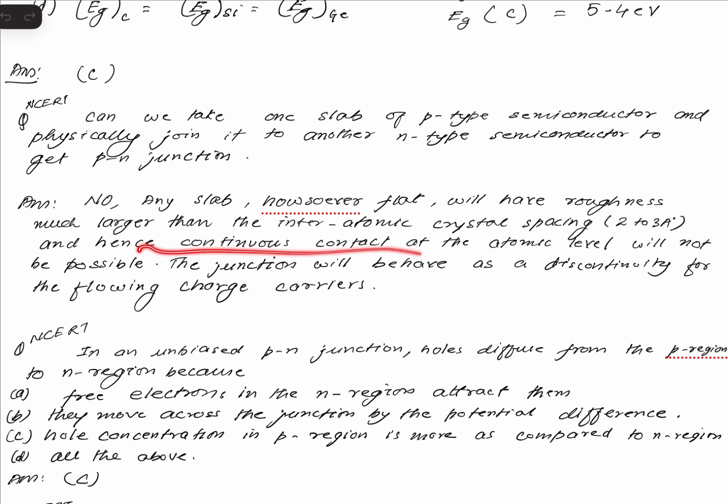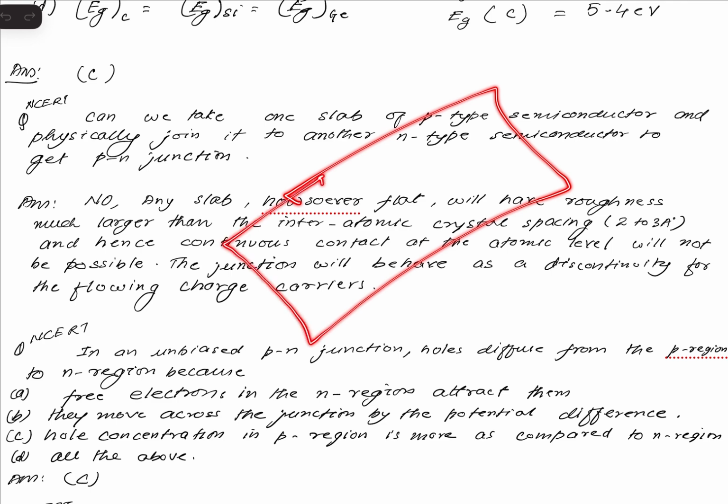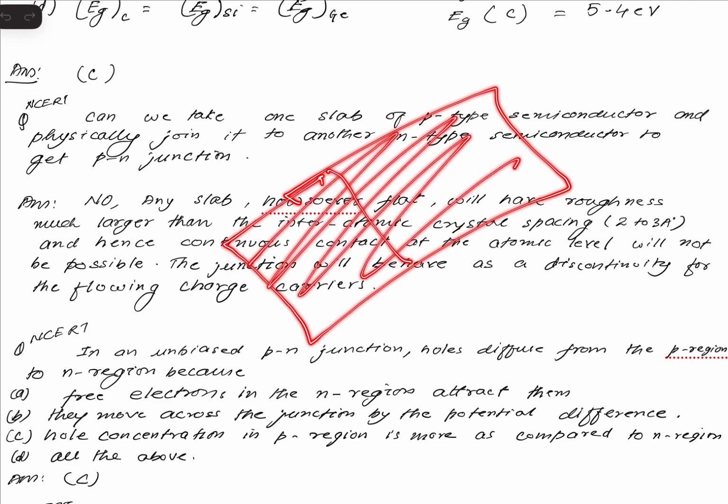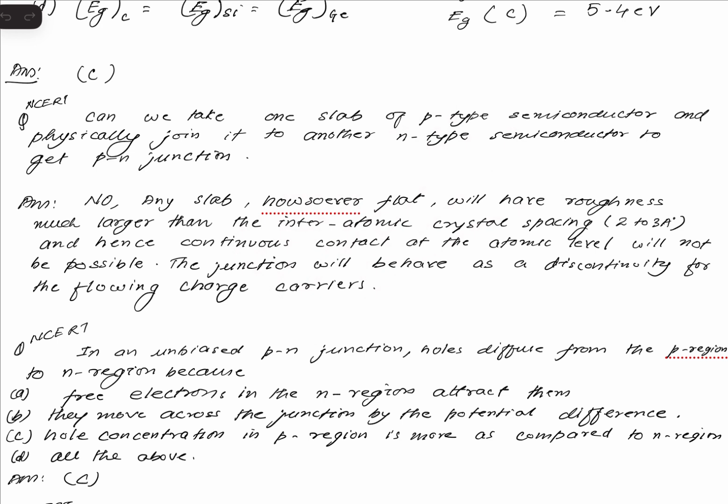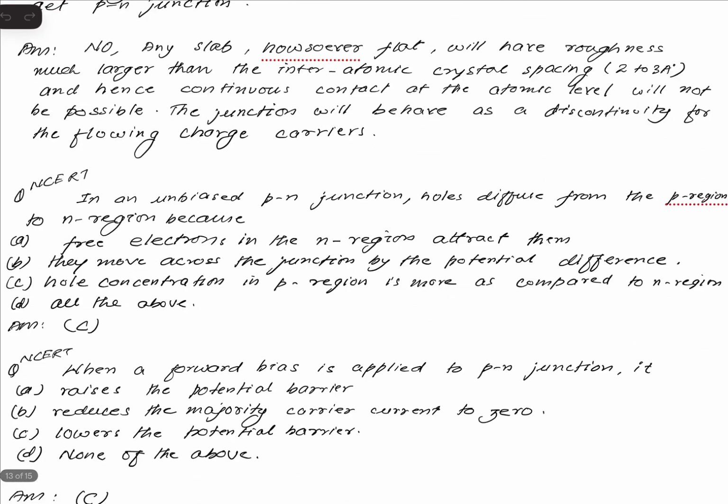So hence we cannot physically join N and P and get a PN junction diode. We have to take a silicon wafer like this in molten state, and then one side you dope with N-type, the other with P-type. This way we do it. But we cannot physically join N and P separately.